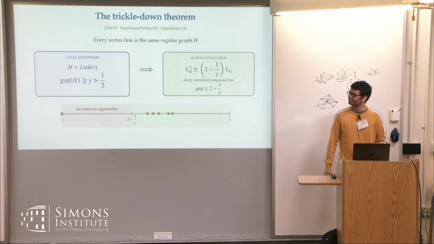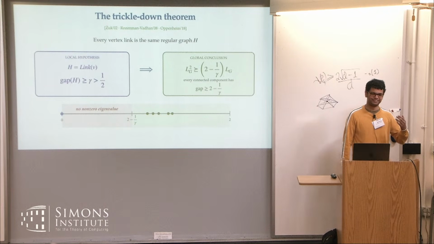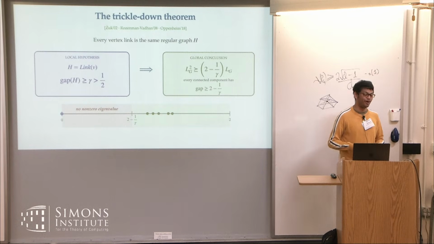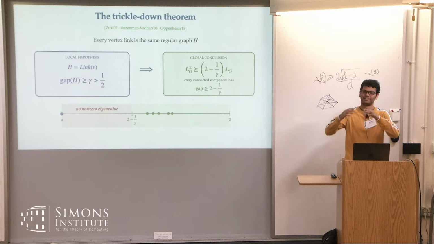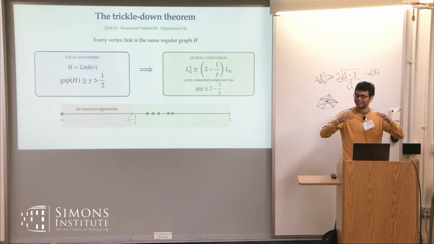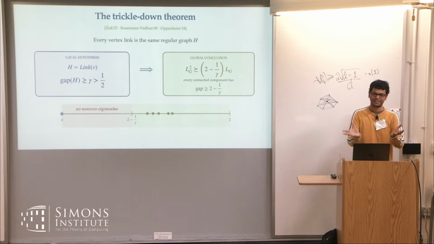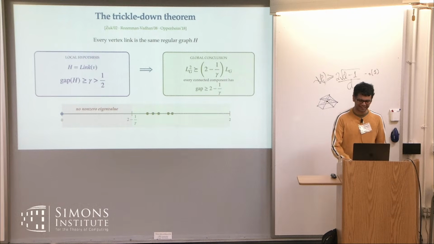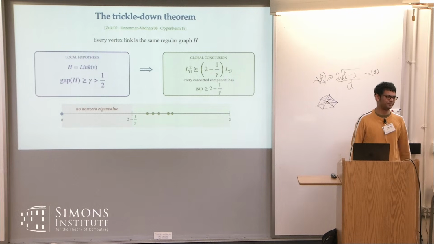Here's the analogy I like to make for the trickle-down theorem. Say you're on Earth and you look in every direction and you see there's a horizon. So you know the Earth is curved, and that lets you conclude that the Earth is actually not that big, but you don't know that there's another object in the sky called Mars. Maybe those are the other connected components.